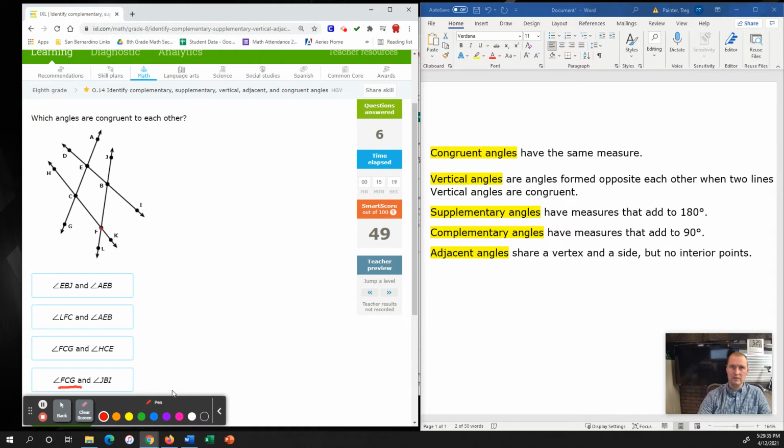So FCG, and they're saying JBI. Ooh, I don't even know where that's going to be. Where is J on here? Way up here. JBI? No, look at the opening. JBI, the opening is way larger than FCG. So for sure it has to be the third one down. So we're going to go ahead and pick the last one we just did.